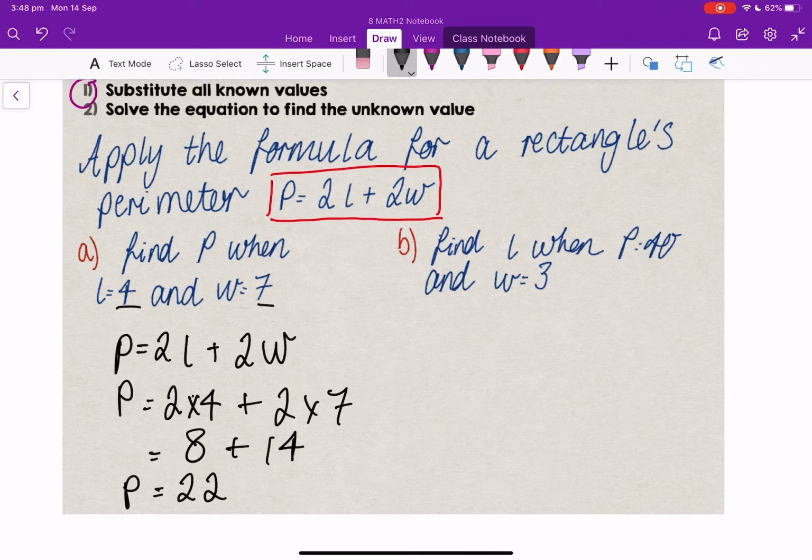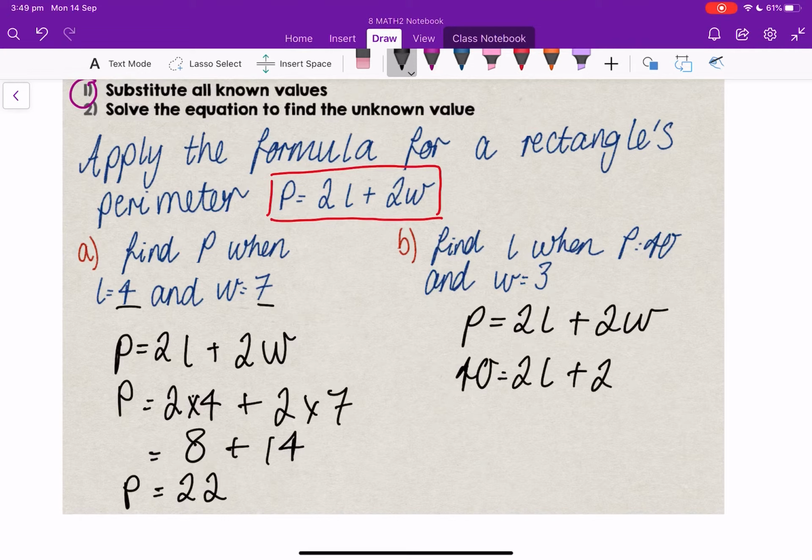Okay, let's have a look at part B. Find L when P equals 40 and W equals 3. So this time we know what P is. I'm going to write the formula out in full: P equals 2L plus 2W. P is 40, so 40 equals 2L plus 2 times 3. Basically, we're going to solve this equation. We want to get this L by itself, and that means we can find out what it will represent.